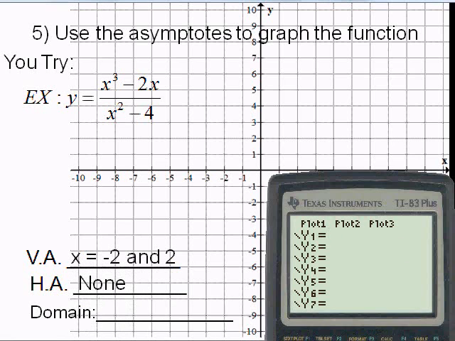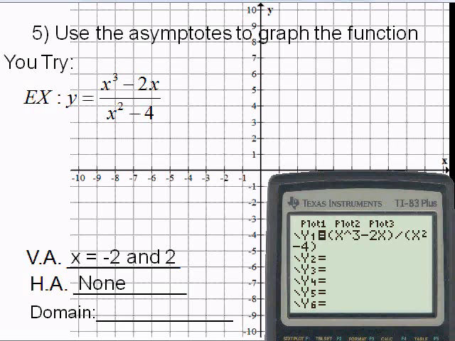Okay, hopefully you got your vertical asymptotes to be -2 and 2, and your horizontal asymptote, there wasn't any, because the degree of the top was 3, which was bigger than the degree of the denominator. Alright, you hopefully typed in your equation if you have your own calculator, x to the third. Notice I put parentheses around it. Minus 2x divided by x squared minus 4.